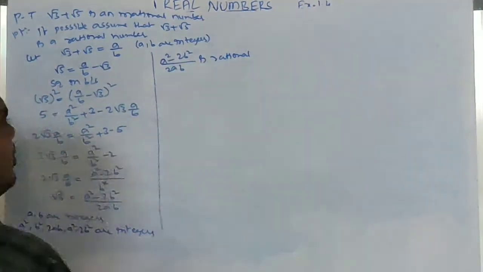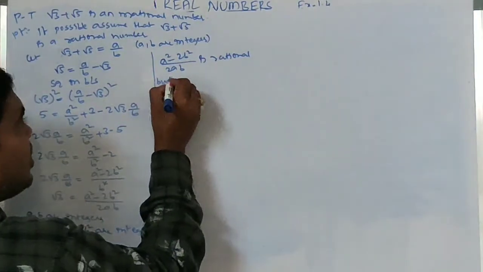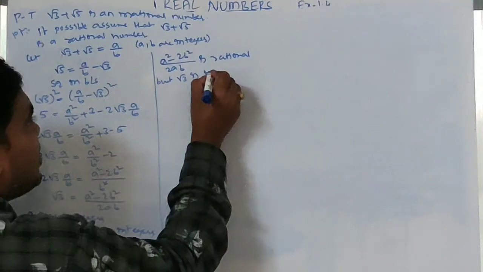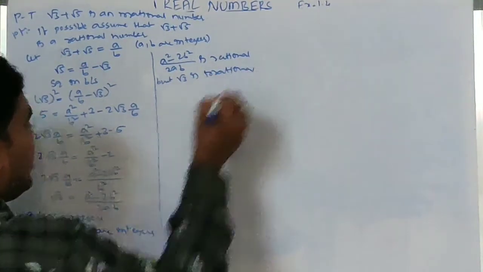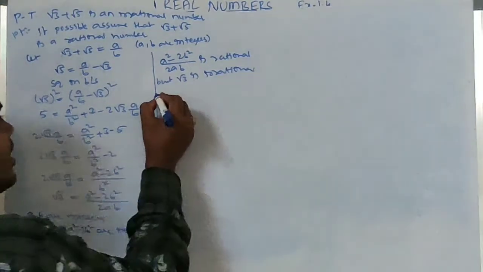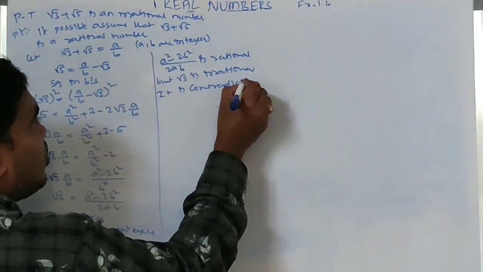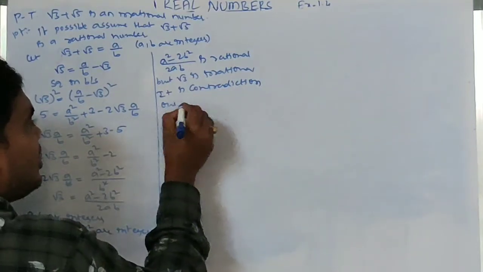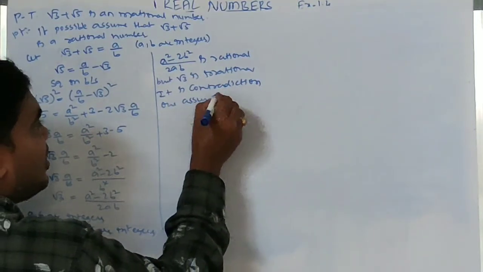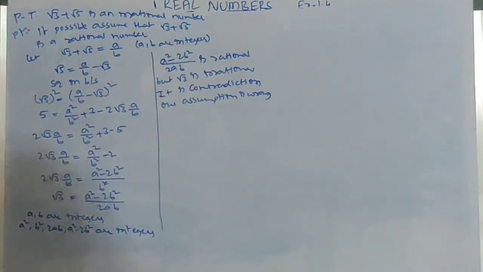So this is a rational number, but root 3 is irrational. This is a rational number, this is an irrational number. So rational and irrational numbers are not equal. So it is a contradiction. Our assumption is wrong. What is our assumption? That this is a rational number is wrong.